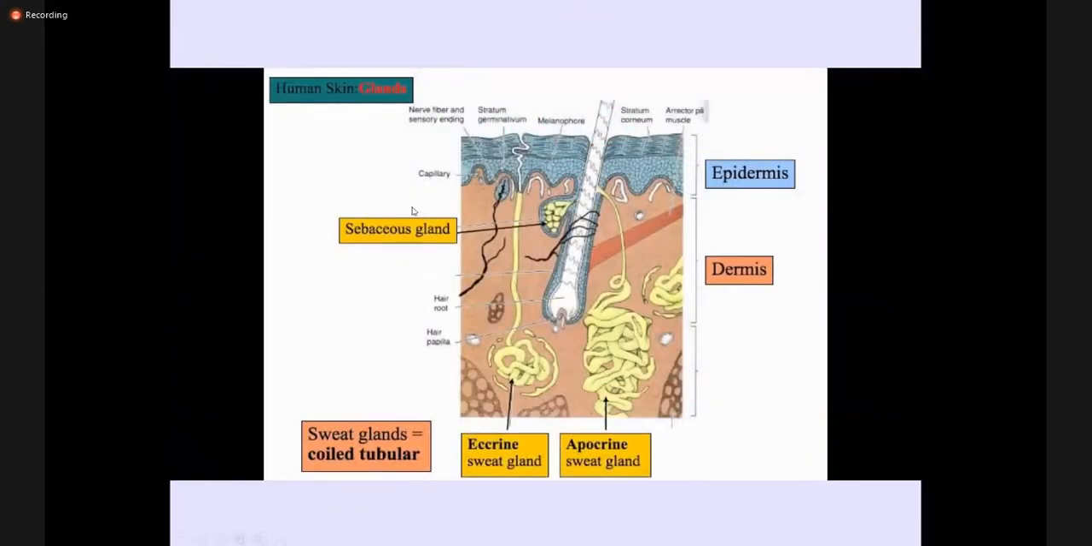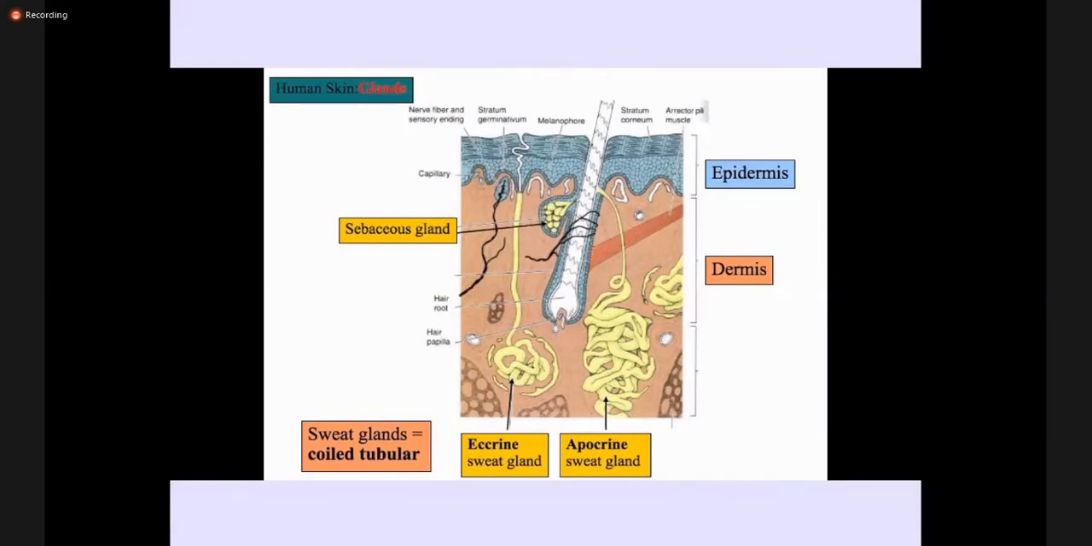Now, this is the diagram that is showing the structure of all the glands which are found in association with the skin, and they are the part of the skin appendages. So starting from here, the sebaceous glands. The sebaceous glands, they are over here, and they are identified by their intimate relation with the hair follicle. So this is the hair follicle, and they are always in association with the hair follicle.